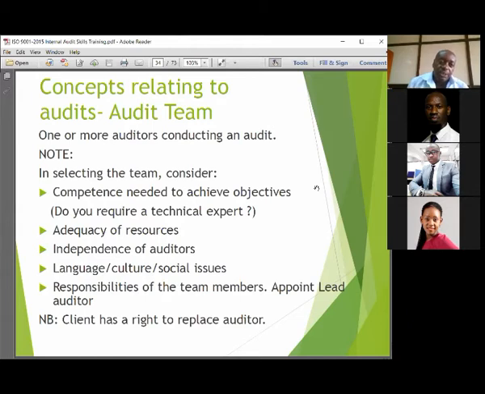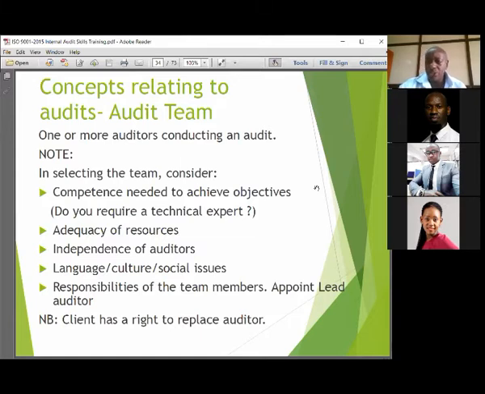So it's very important we share responsibility, and there are many responsibilities to do with the audit, and we'll come across most of them as we go on. But some of them are: who is going to lead the team? Who is going to make an introduction?